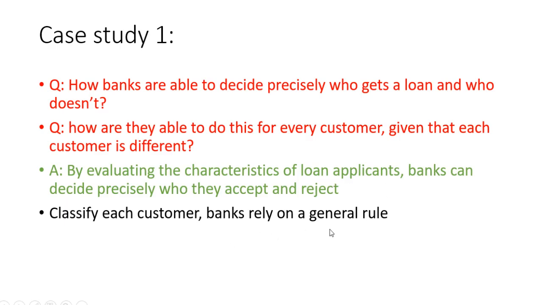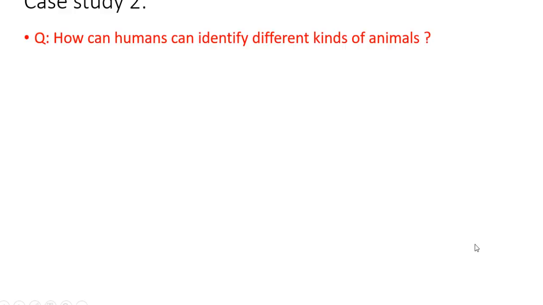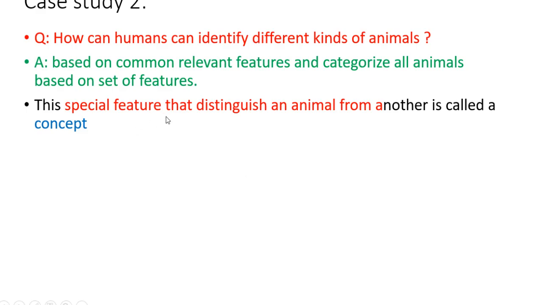So banks basically have a general rule, and the foundation of this general rule is nothing but concept learning. Let's take another case study. How are we as humans easily able to identify the different kinds of animals, right? We do it based upon the common relevant features and categorize the animals based upon those features. Suppose we see a tusk, that means it's an elephant. So this special feature that distinguishes one animal from another animal is nothing but a concept.